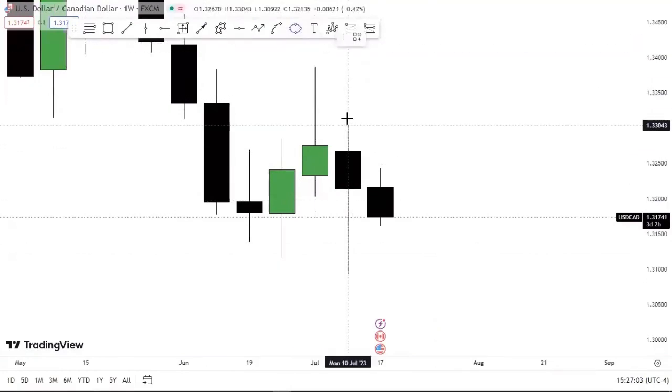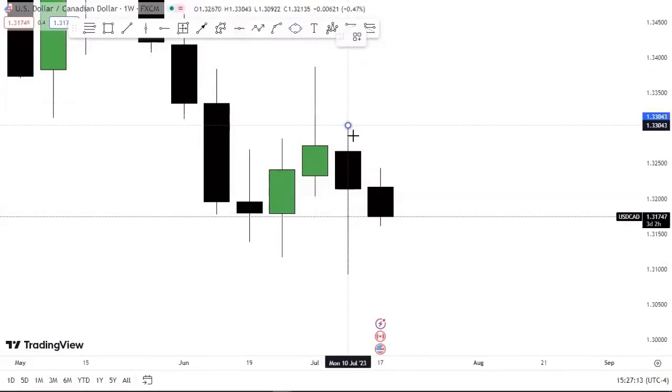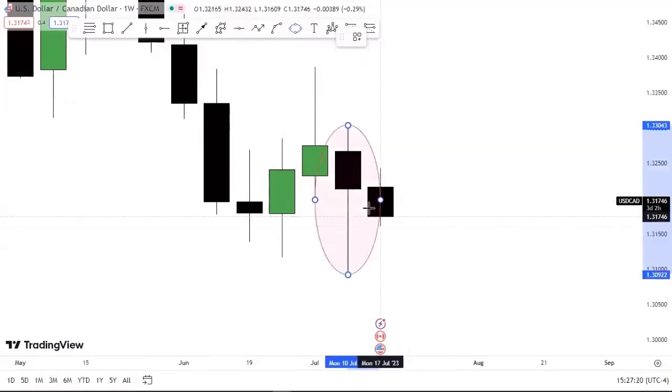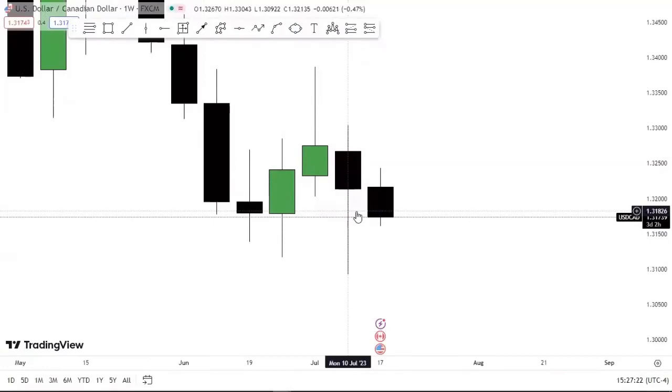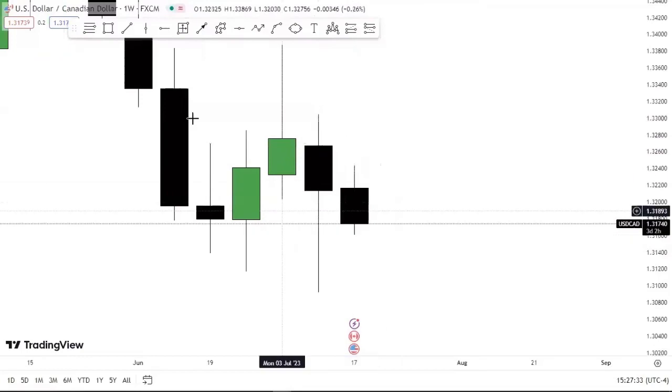So let me see if I can highlight it. How do I highlight it without all the others? Let me see. I don't think highlighting it works, but I'll still find a way to show you. So this is it. You see, obviously this was a bullish candlestick. Last week was bullish for USD CAD.